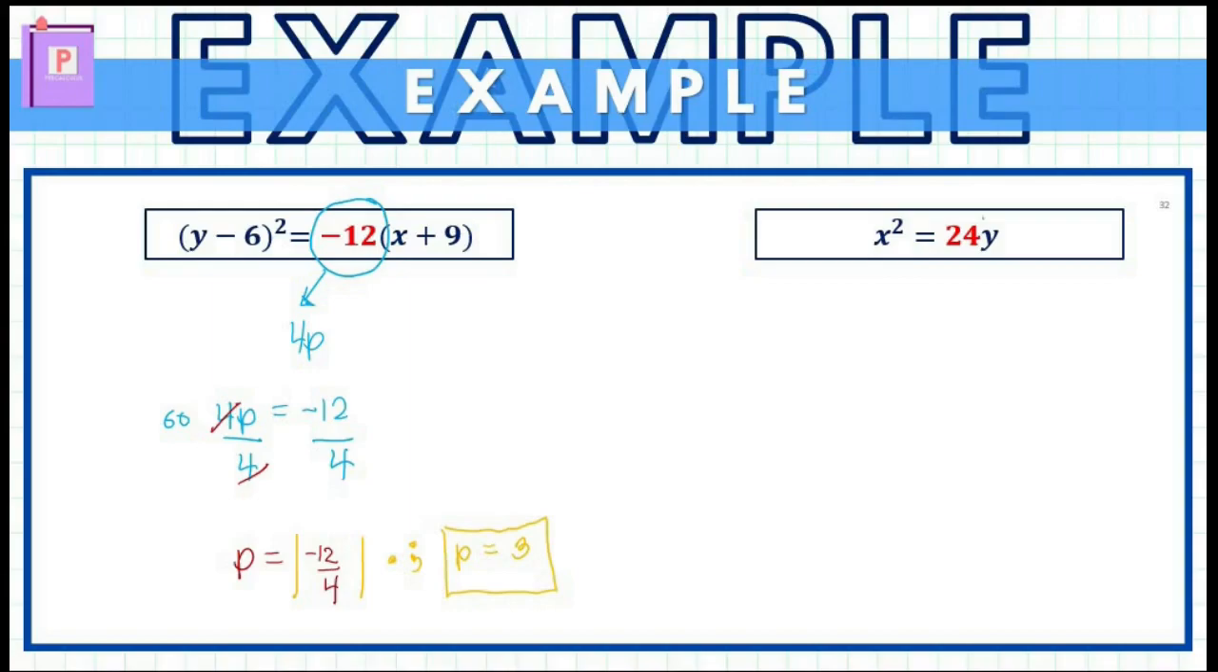For the last example, the value for 4p is 24. So 4p is equal to 24. And again, just like the previous examples, we just need to divide both sides by 4 so that we can cancel it out. And then we simply isolate p. So p is equal to 24 over 4, or simply 6.